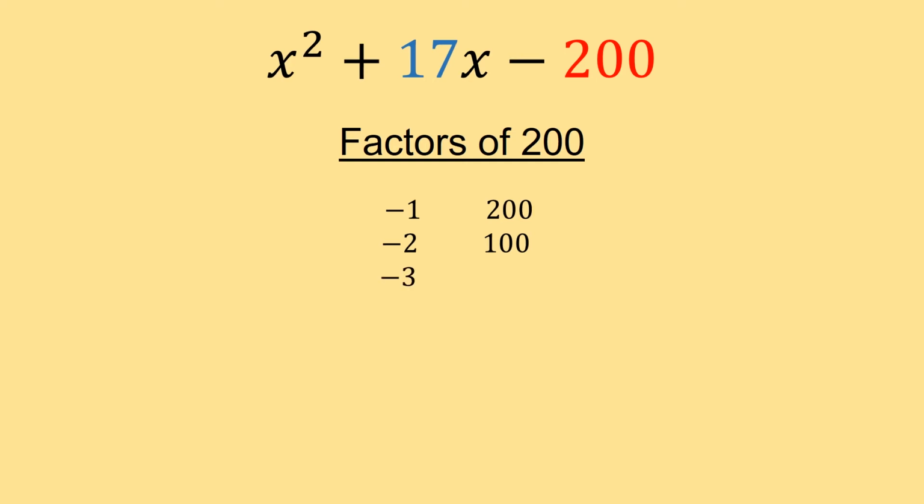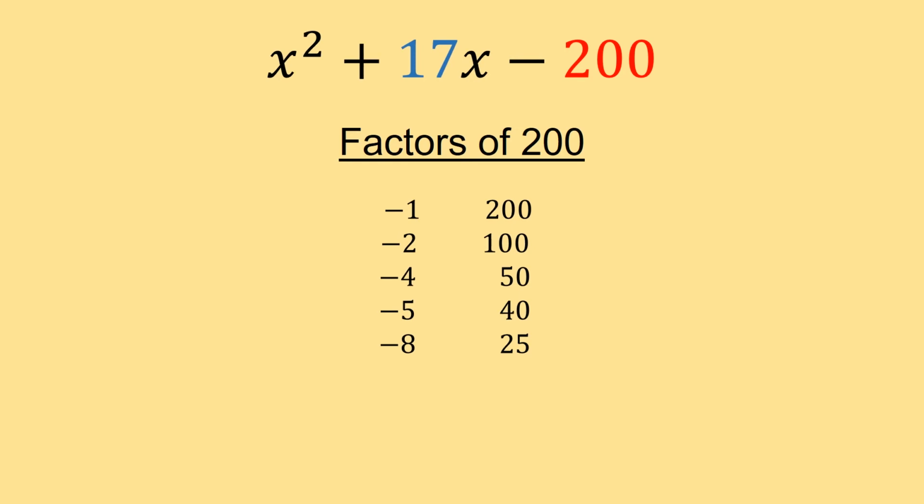Well, negative 3 doesn't multiply by anything to get 200, so we move on to negative 4. Negative 4 times 50. What about negative 5? We have negative 5 times 40. We don't get anything for negative 6 or negative 7. But what about negative 8? Well, it looks like negative 8 times 25 is also a choice.